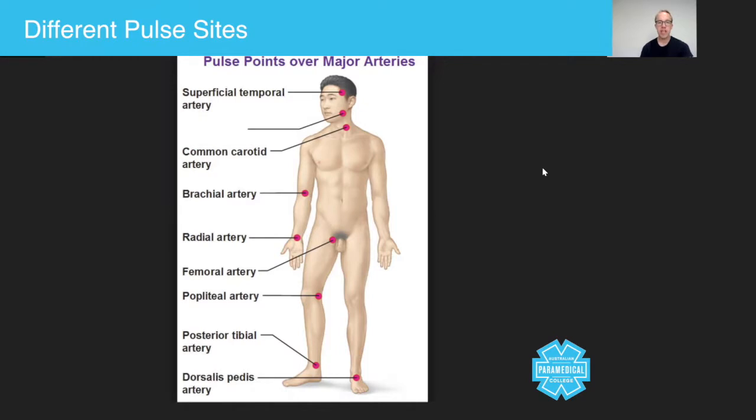That's what will make you safe as a paramedic, to monitor any changes. Now, as you can see on this image, there are many different pulse sites. However, there are some key pulse sites that we tend to go to as a paramedic, but that doesn't mean that we can't go elsewhere. So what is a pulse?